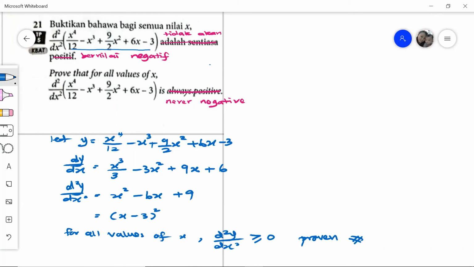All right, we have to change this because it's either we change the instruction here or we change the number here, 9 over 2. Some printing error here, okay?